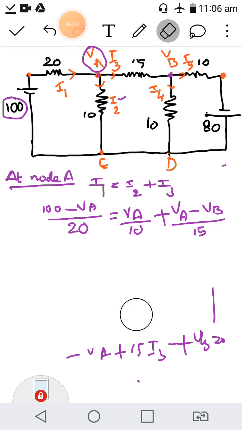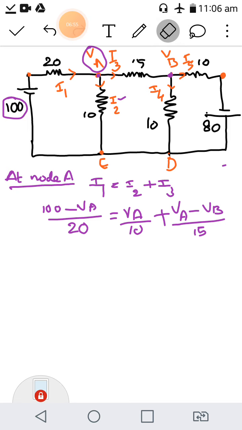So by observation also you can write this. It is very simple to write. If you want to find a branch current, look at the potentials at the extreme end terminals of this resistor and the direction of the currents. The current flowing from here, the 100 volt battery, that's why you write 100 minus VA by 20.